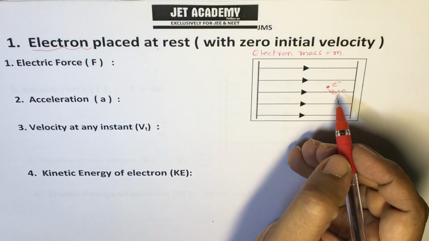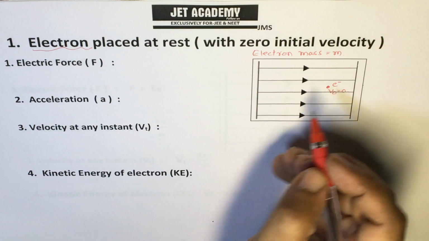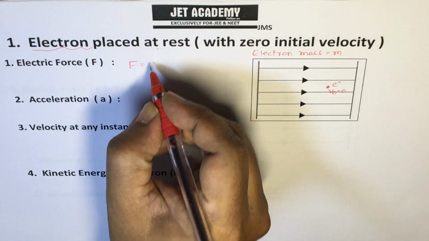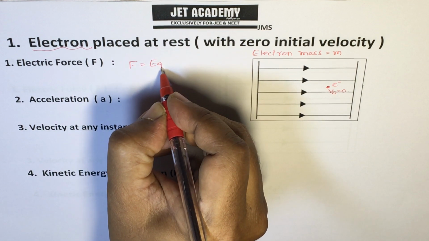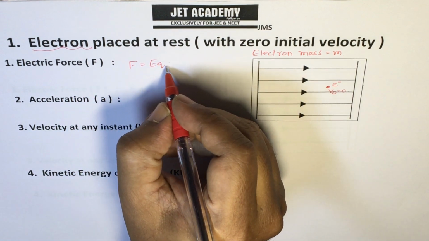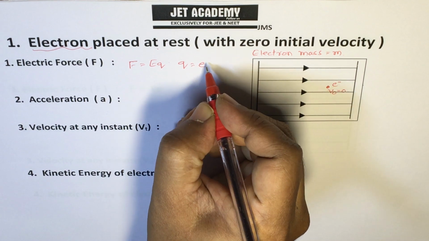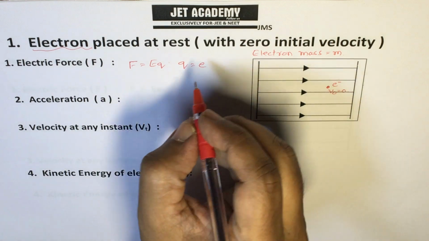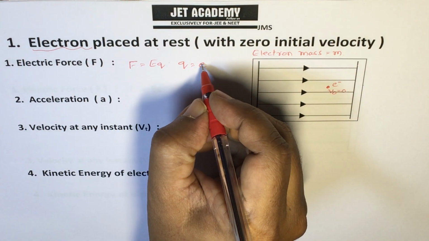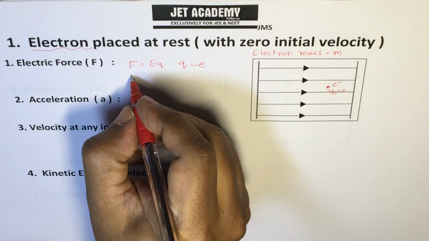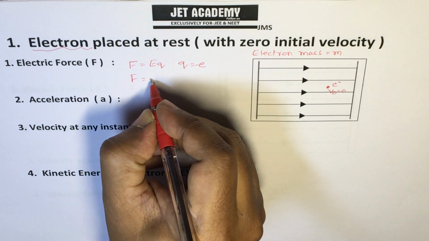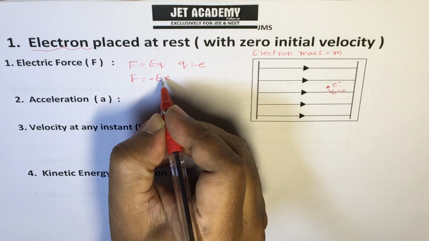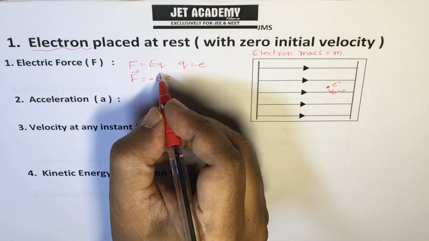We know that whatever it is, magnitude and direction, electric force F is equal to, any charge experiences the Coulombic force EQ, where Q in this case is the electron charge, minus 1.6 into 10 raised to minus 19. Q is equal to minus e, therefore F is equal to minus eE. This minus e is because of this negative charge. Both are vectors.